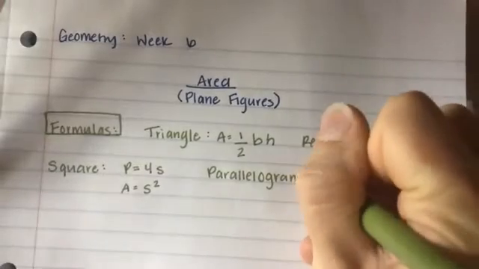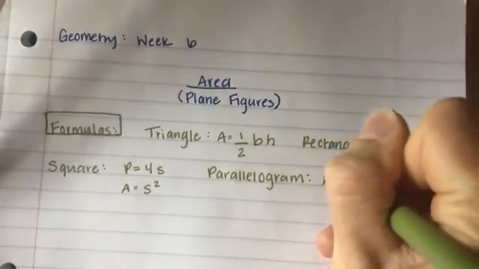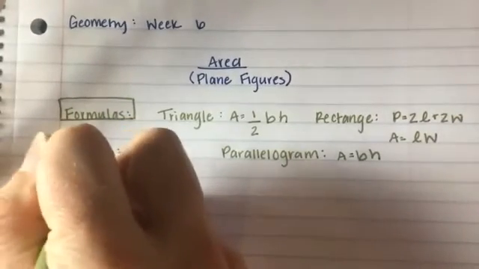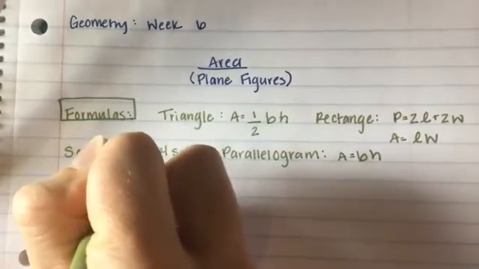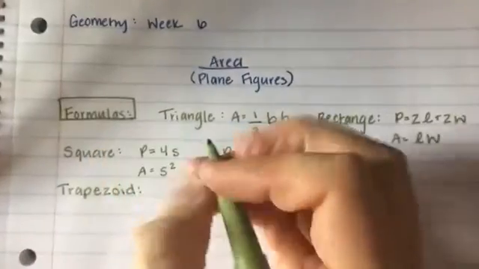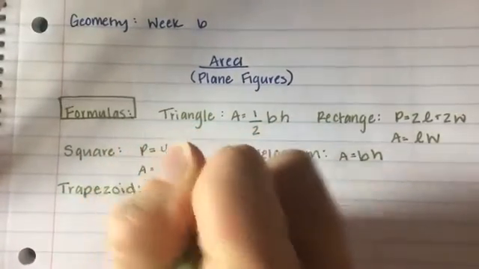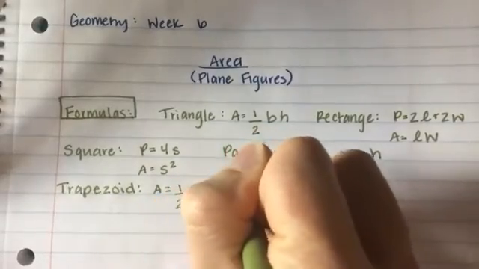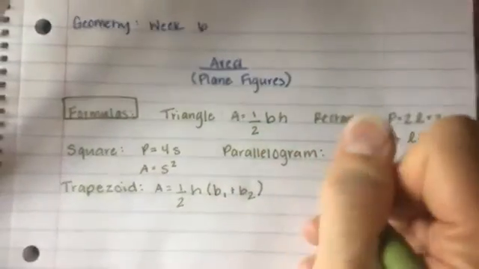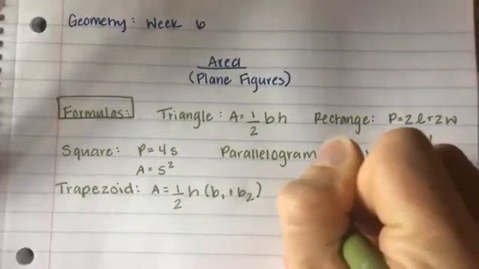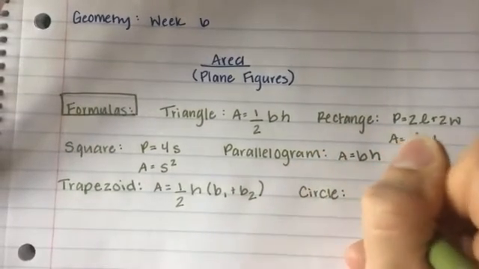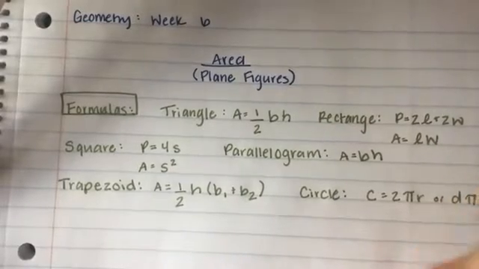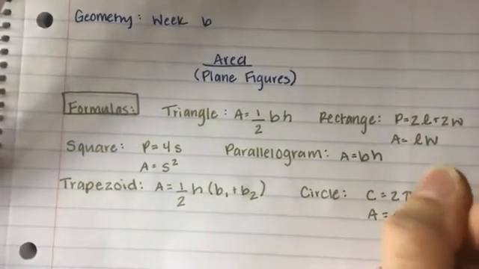Our area formula is base times height. We have trapezoid. Our area formula is 1/2 height times base 1 plus base 2. That is a weird one, but we're going to go over it. Don't worry. And we should already know these two, circle. Circumference is 2 pi r, or diameter times pi, and then we have area, which is pi r squared.